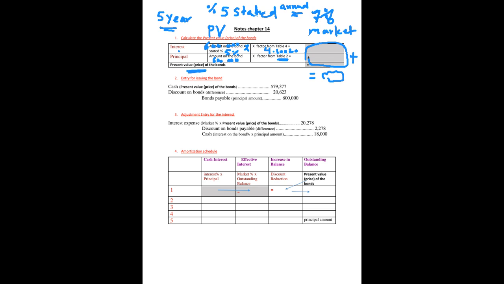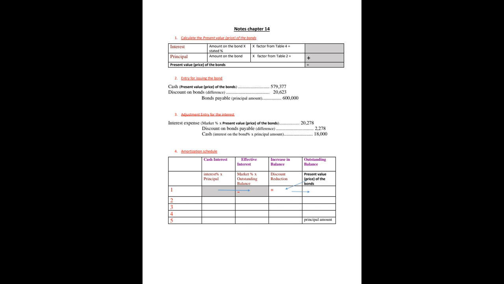Okay, so this is step number 1, to calculate the present value of the bond. Step number 2, we need to write the entry for issuing this bond. The entry will be as follows: from cash and discount on bonds to bonds payable. On bonds payable, we will write the principal amount, which is stated on the bond itself and given directly in the question.